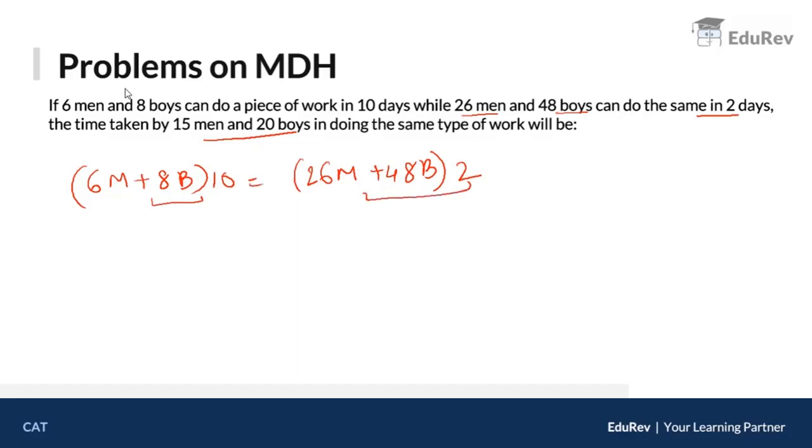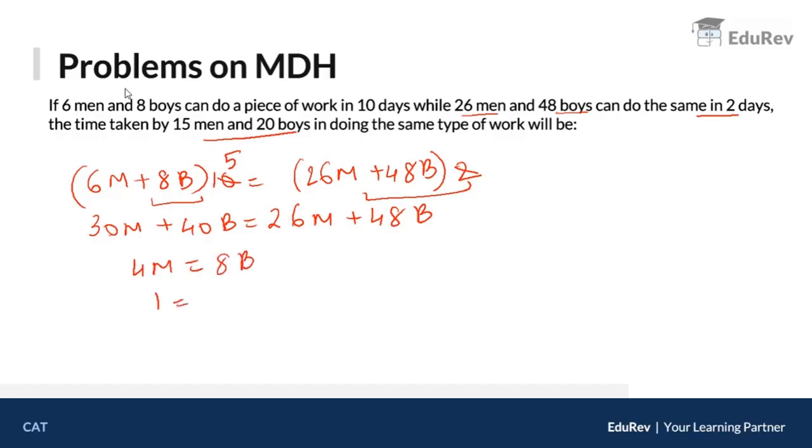So what we'll do is we'll find the relation between men and boys first. So this will be 2 ones are 2, 5 twos are 10, so you will have 30 men plus 40 boys is equal to 26 men plus 48 boys. So 30 minus 26 will be 4 men is equal to 48 minus 40, which is 8 boys. So one man does a work which is equal to twice the boys. So 1m is equal to 2b.